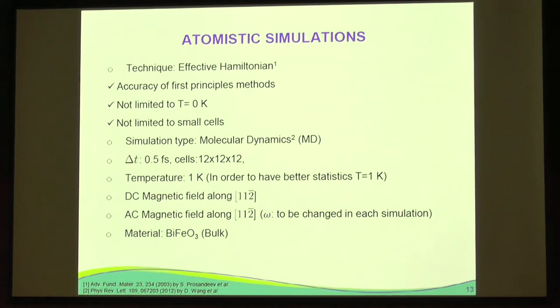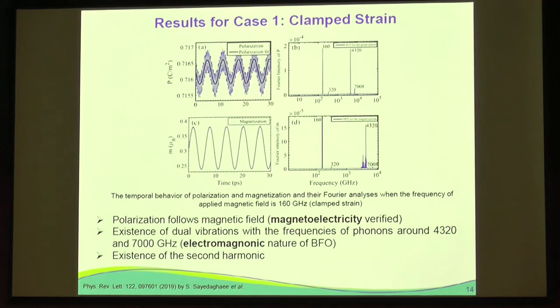The molecular dynamic simulations are performed within the framework of effective Hamiltonian. The supercell size is 12 by 12 by 12, and DC and AC magnetic fields are applied along the direction of weak magnetization, antiferromagnetization in the material, and we are using bulk BiFeO. So here are the results of the simulations.